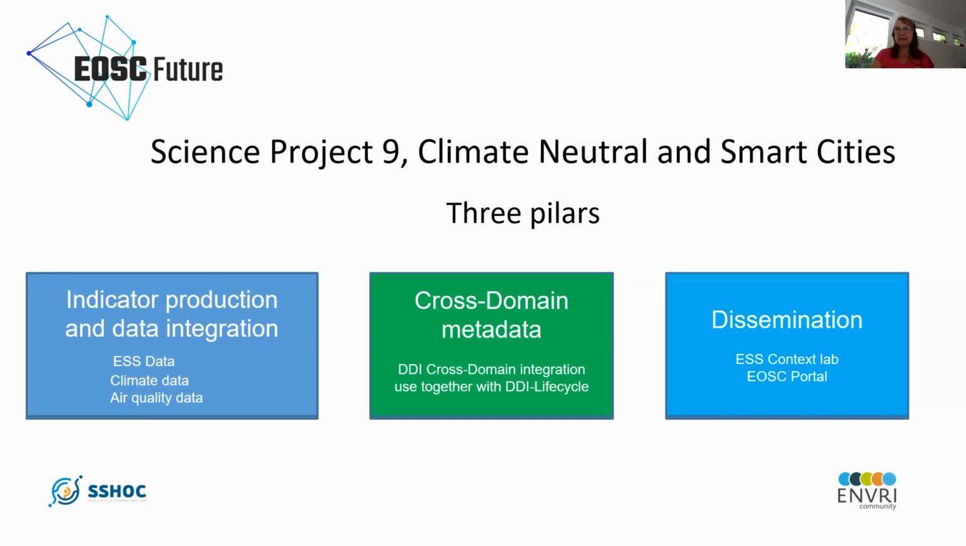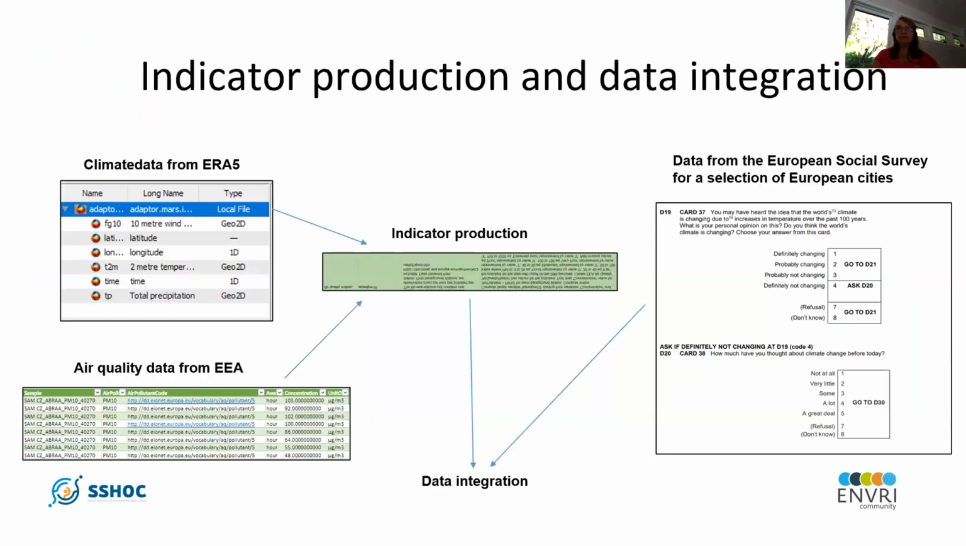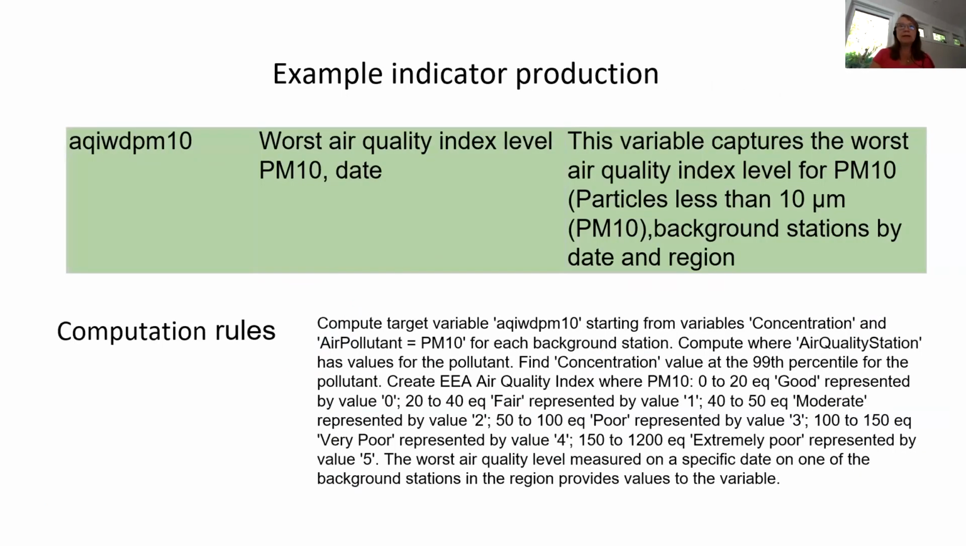We are developing at SIKT an ESS Context Lab prototype, and this will be available as a service from the EOSC portal. And here we have basically a picture of what we try to do. We have climate data from ERA5 that are variables available in NetCDF on a very high level of granularity when it comes to the geography and time also. We have air quality data from the European Environment Agency, and we have survey data from the European Social Survey. We do integrate indicator production, and then we integrate the data. And here you can see an example of one of the indicators that we have.